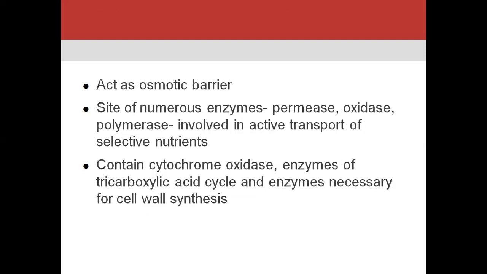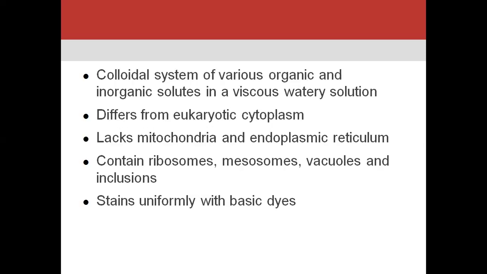This cytoplasmic membrane acts as an osmotic barrier, and it consists of numerous enzymes such as permease, oxidase, and polymerase. What do these enzymes do? They are involved in the active transport of selective nutrients, and they contain cytochrome oxidase, enzymes of the tricarboxylic acid cycle, and enzymes necessary for cell wall synthesis.